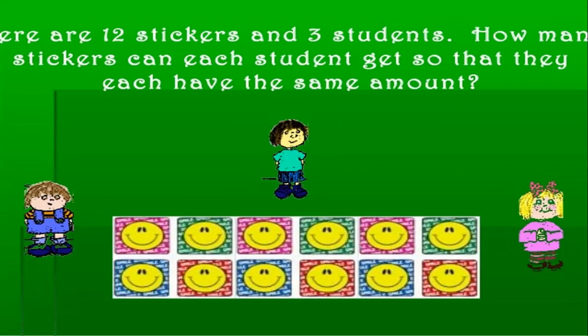With the help of an example, you can understand this concept more easily. There are 12 stickers and 3 students. How many stickers are there? 12. And the number of students are 3. Now, how many stickers can each student get so that they each have the same amount? Now, there comes a word each. If there are 3 students, how many stickers can each one of them have? You have to distribute the stickers between them equally. It should be an equal distribution. So here comes a word each.